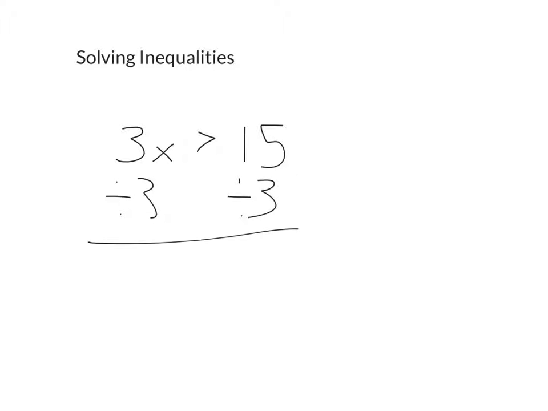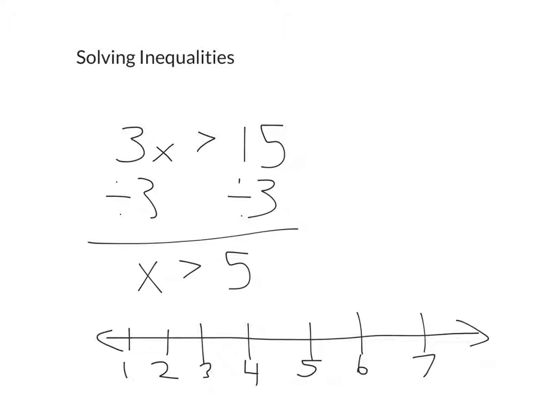So if I have the following, 3x is greater than 15. What I'm going to do to each side to solve it is I'm just going to divide both sides by 3. That's going to leave me with x is greater than 5.